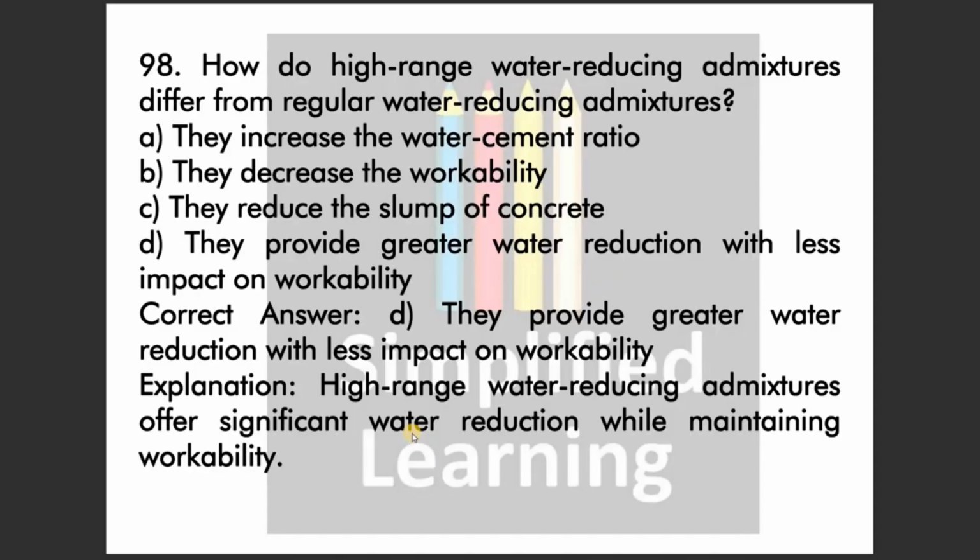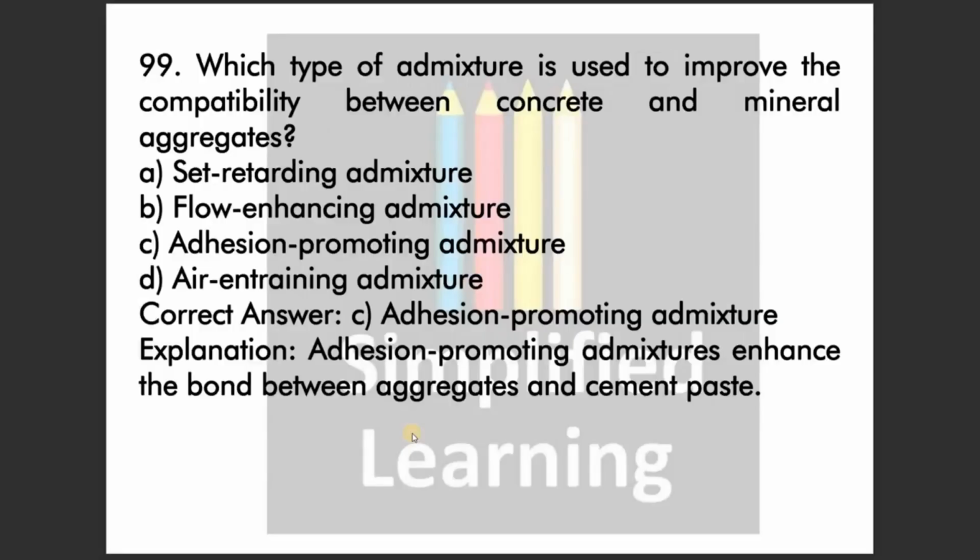And how do high range water reducing admixtures differ from regular water reducing admixtures? See, they provide greater water reduction with less impact on workability. Then which type of admixture is used to improve the compatibility between concrete and mineral aggregates? The answer is adhesion promoting admixture. Okay, it enhances the bond between aggregate and cement paste.